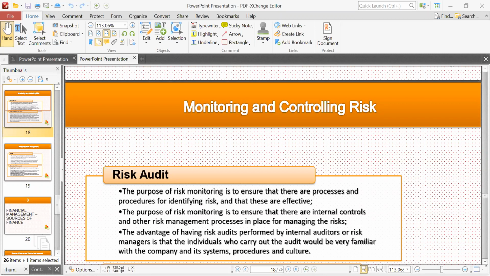The purpose of risk monitoring is to ensure that there are processes and procedures for identifying risk and that these are effective. That's how we audit risk. That's why we audit risk. Very, very important.